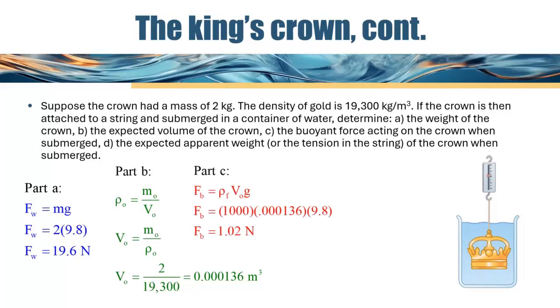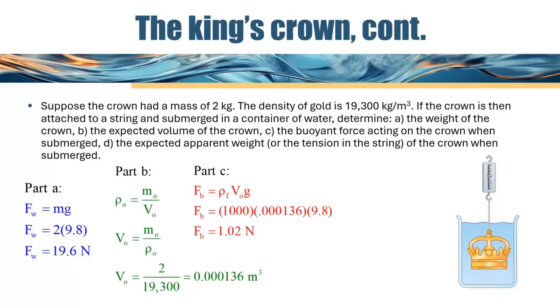All right, the next one, part C, says, what is the buoyant force acting on the crown? So the buoyant force is going to be the density of the fluid, that's 1,000, times the volume of the crown, it's dipped in the water, times 9.8, and the buoyant force is 1.02 newtons.